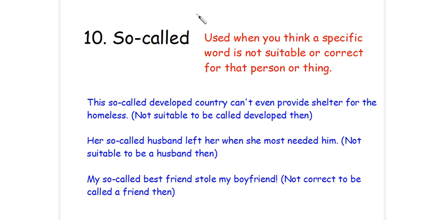Next one, and the last one, number 10, so-called. This is used when you think a specific word is not suitable or correct for that person or thing. For instance, this so-called developed country can't even provide shelter for the homeless. So that means it's not really suitable to be called a developed country then, if it can't provide shelter for the homeless.